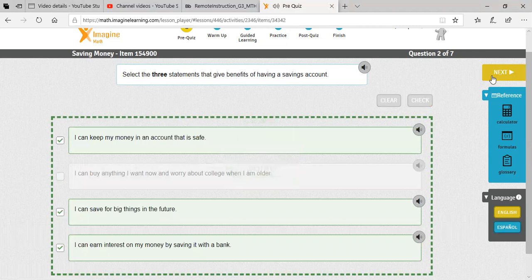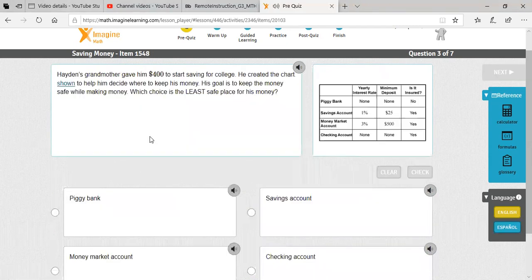Yes. Let's go to the next question, the third out of 7. Hayden's grandmother gave him $400 to start saving for college. He created a chart shown to help him decide where to keep his money. His goal is to keep the money safe while making money. Again, keep the money safe and also make money. That means that he wants an interest paid to his account for saving the money. But the question is, which choice is the least safe place for his money?